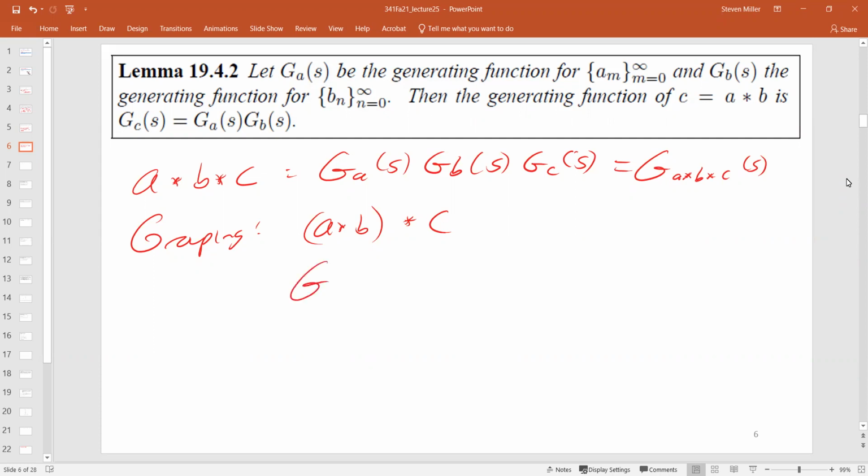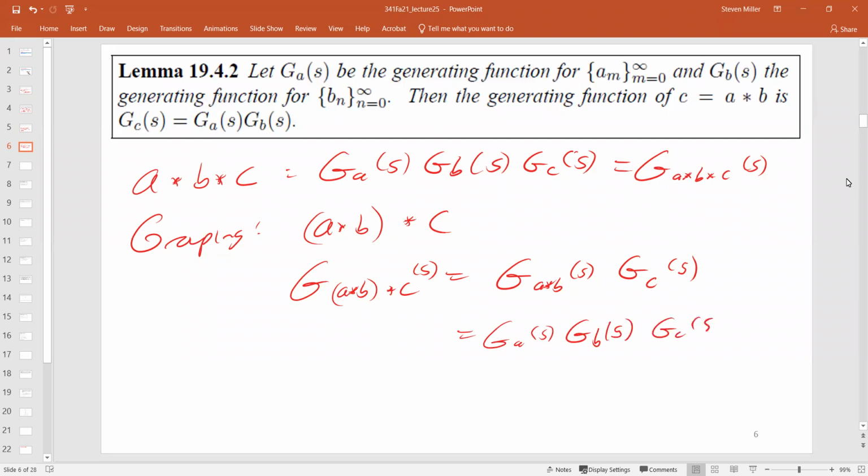So in this case, we get the generating function of A star B star C of S is the generating function of A star B of S times the generating function of C of S, because we just have two sequences. And now we use the generating function of A star B as the generating function of A times the generating function of B times the generating function of C. So in fact, any finite convolution, we're going to have the result. So even though we only stated it for two, two is the hard case. So we're really doing a proof by induction.